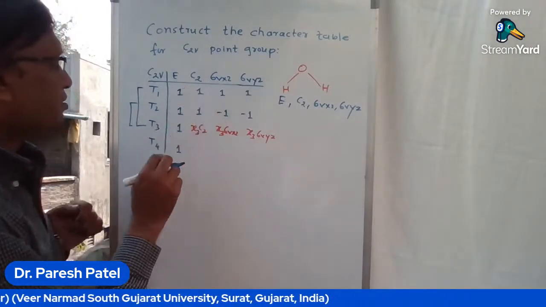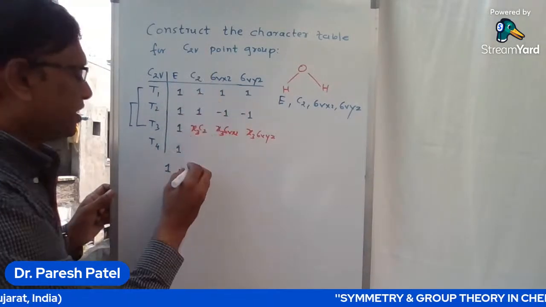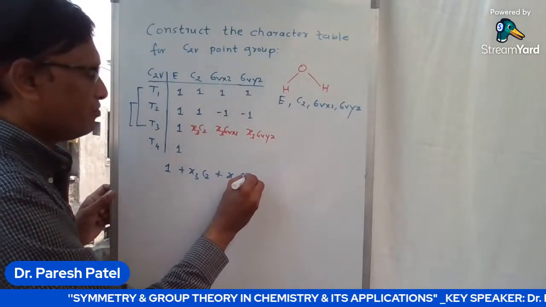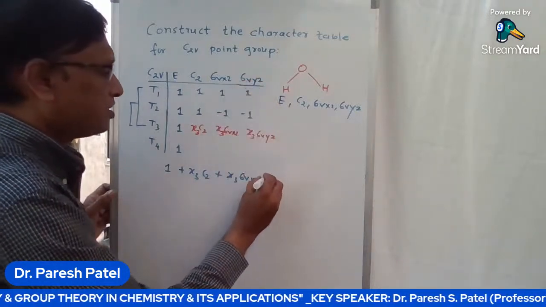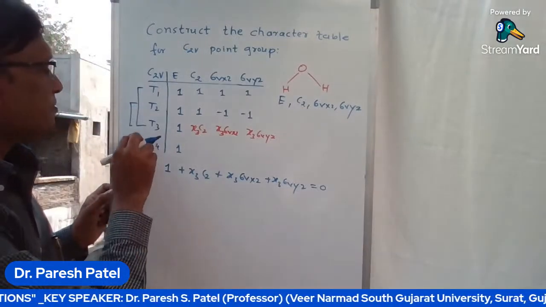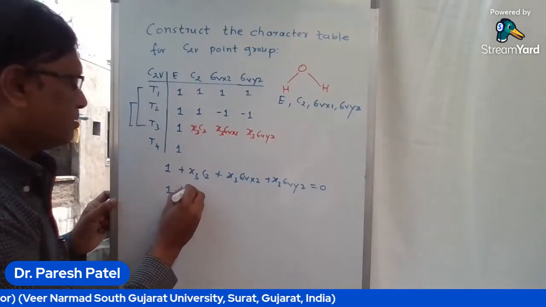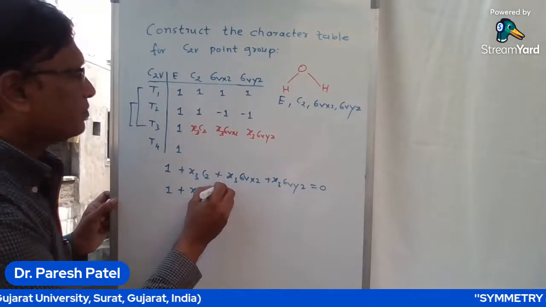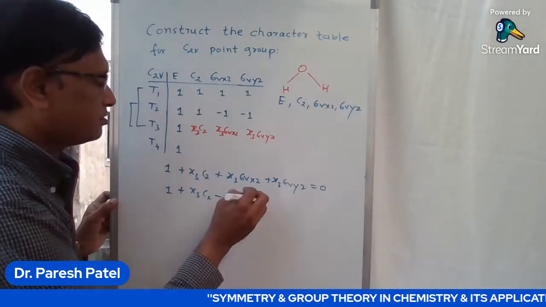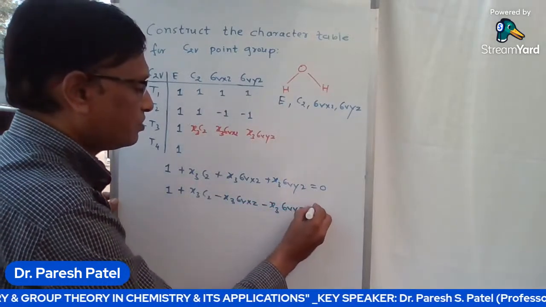So if we take first T1 and T3, so 1 into 1 into 1 is equal to 1, plus 1 into 1 into character 3 C2, plus 1 into 1 into character 3 sigma V xz, plus 1 into 1 into character 3 sigma V yz is equal to 0. Similarly, if we take T2 and T3, so 1 into 1 into 1, 1 plus character 3 C2, plus 1 into minus 1 into character 3 sigma V xz, 1 into minus 1, it means minus character 3 sigma V yz is equal to 0.